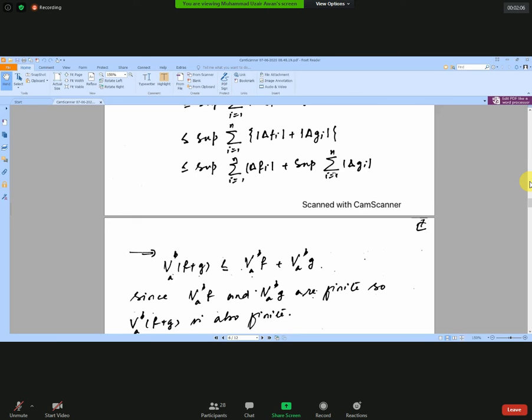variation of G. So since it is given that both F and G are functions of bounded variations, this means that total variation of F and total variation of G both are finite quantities. If the total variation of F plus G is less or equal to a finite quantity, this means that F plus G is also a function of bounded variation.